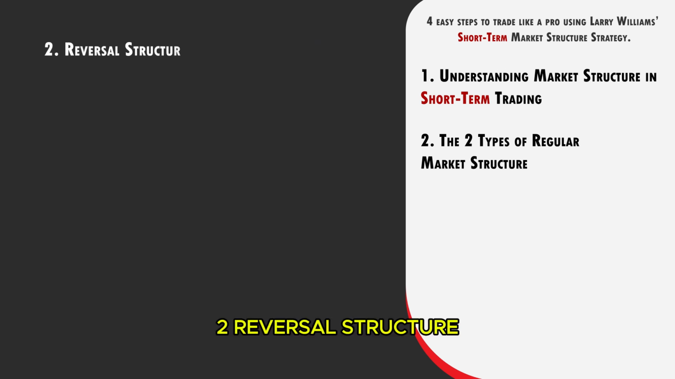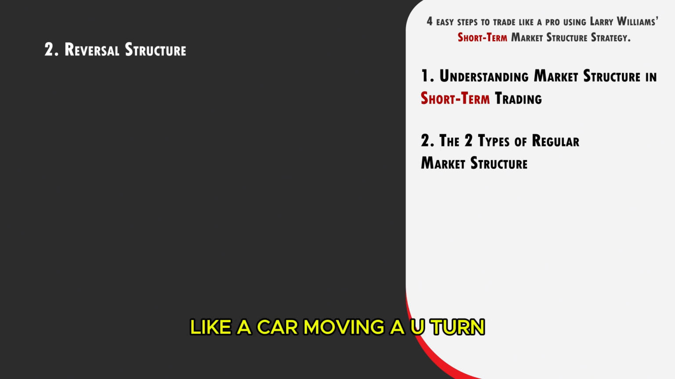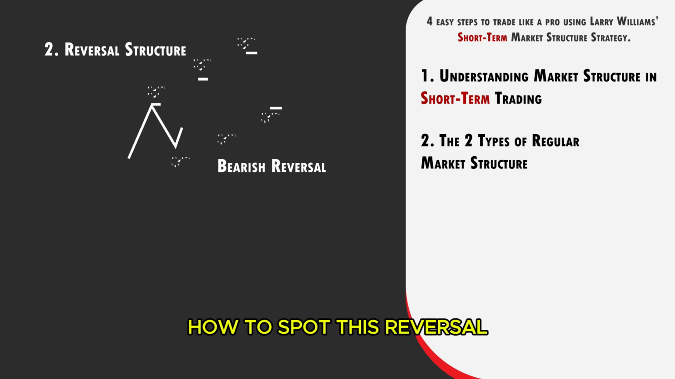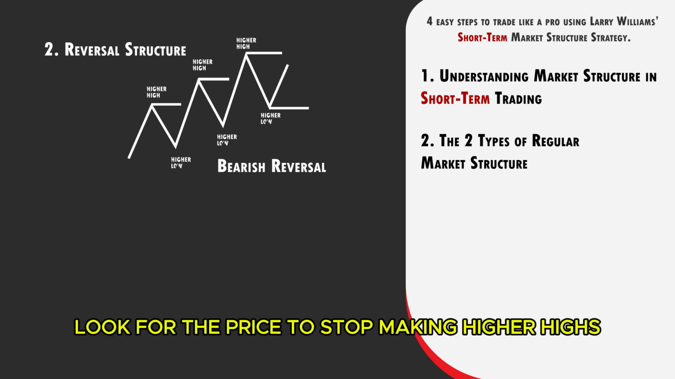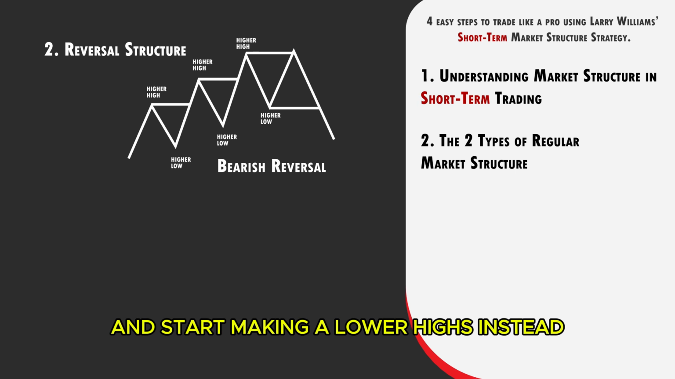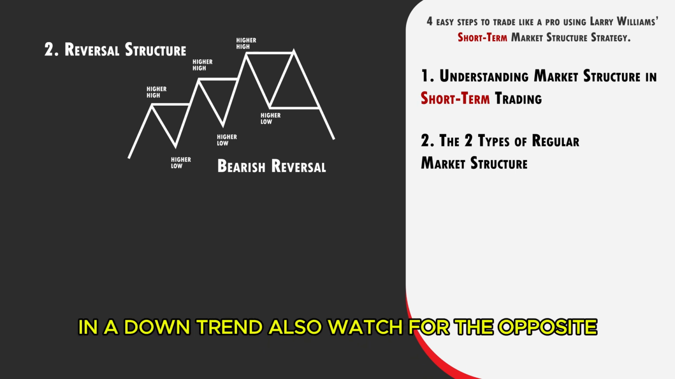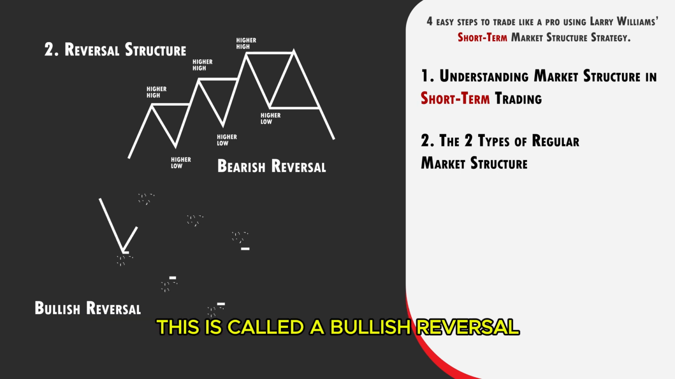2. Reversal structure. Now, this one is exciting. A reversal is when the market changes direction, like a car making a U-turn. Spotting this early can mean catching a big move. How to spot this reversal? In an uptrend, look for the price to stop making higher highs and start making lower highs instead. This is called a bearish reversal. In a downtrend, watch for the opposite, price making higher lows instead of lower ones. This is called a bullish reversal.